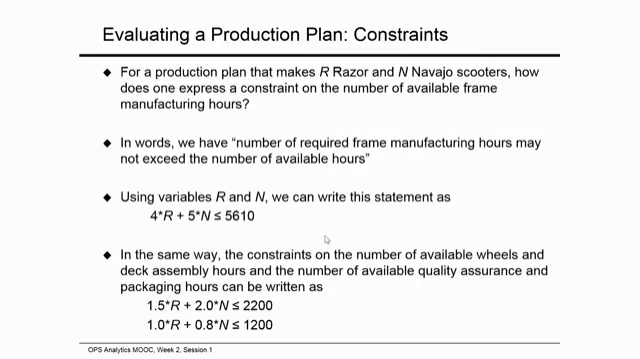Now we can write similar expressions for the constraints on the other two resources. The first line is the expression for the constraint on the number of wheels and deck assembly hours, and the second is for the constraint on the number of QA and packaging hours available.